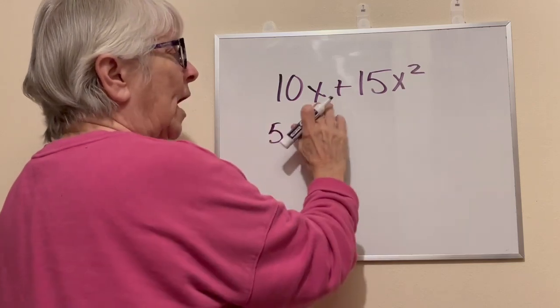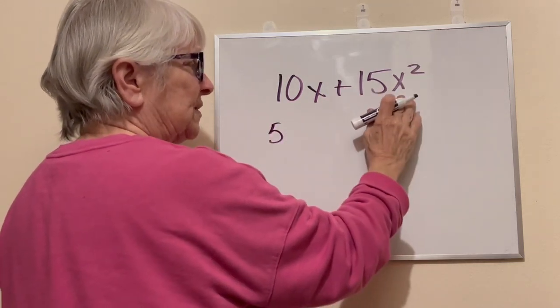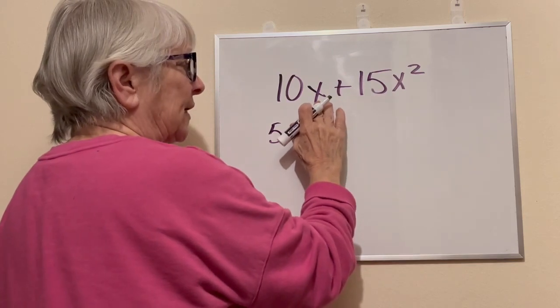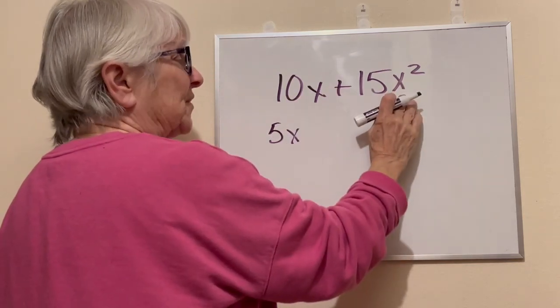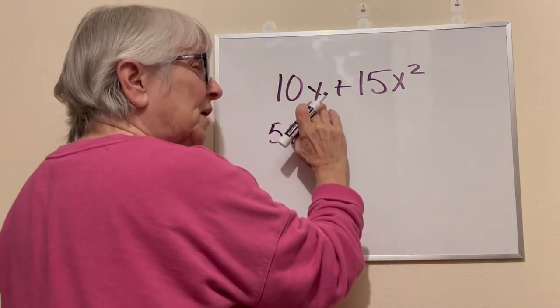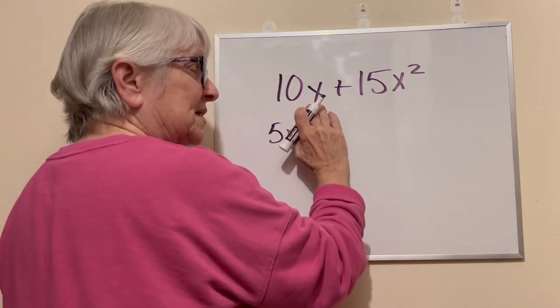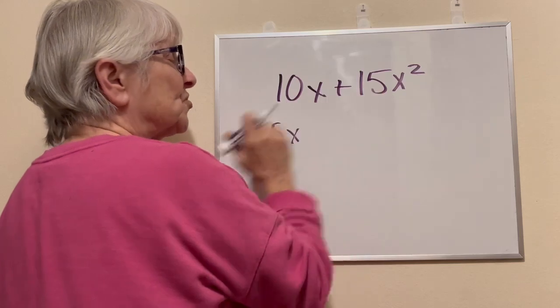5. But look, I have x's in both of these. This is only 1x, x to the 1. That's x squared. So I take the lowest exponent, the lowest number of x's multiplied here. And this is just 1x.